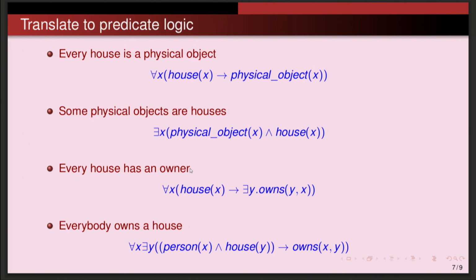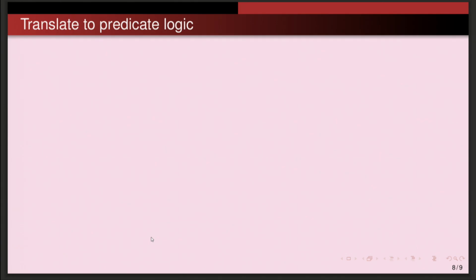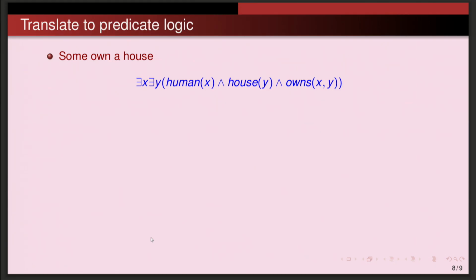So, you could see the difference between the third statement, every house has an owner, how we are representing this statement, and everybody owns a house, which is represented using the fourth statement. Now, there are a few more examples here. Some own a house.